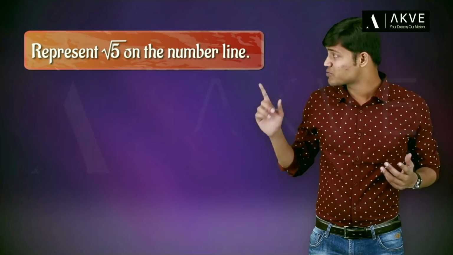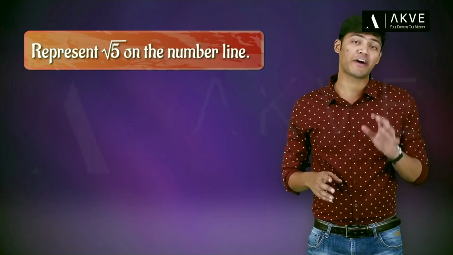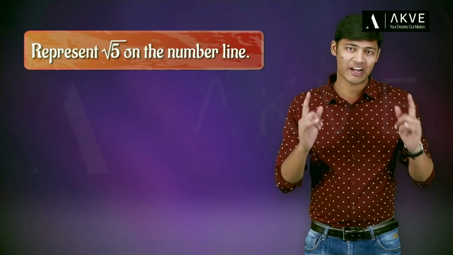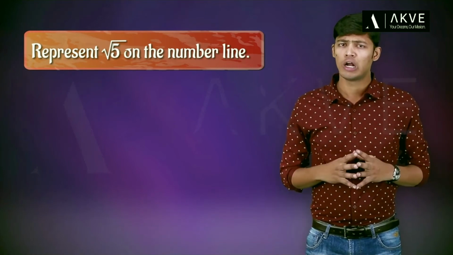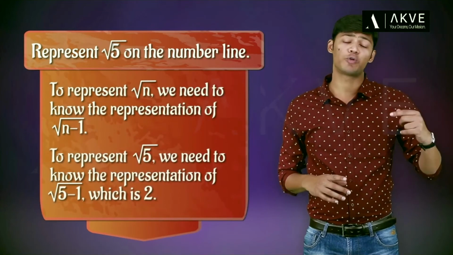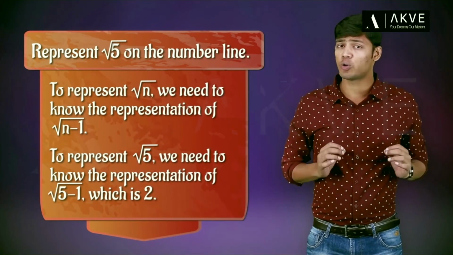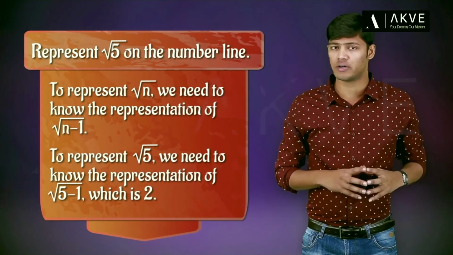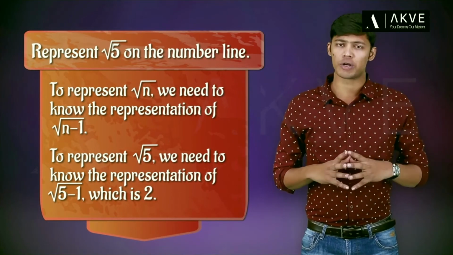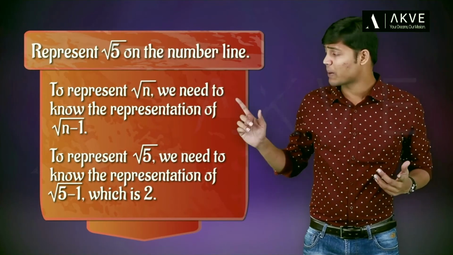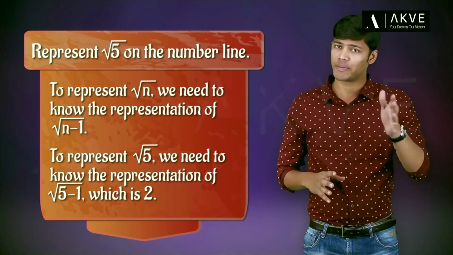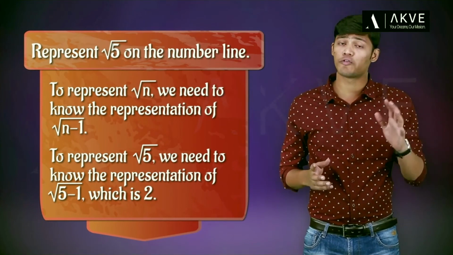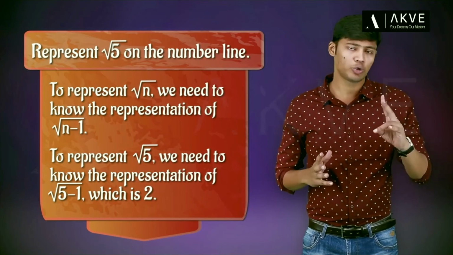So, in this problem, we have to represent square root of 5 on the number line. So, let's do it. If you remember, in our last video, we concluded that to represent the irrational number square root of n, we need to know the representation of the number square root of n minus 1. So, in order to represent square root of 5, we must know the representation of square root of 5 minus 1, which is square root of 4, and it is equal to 2.